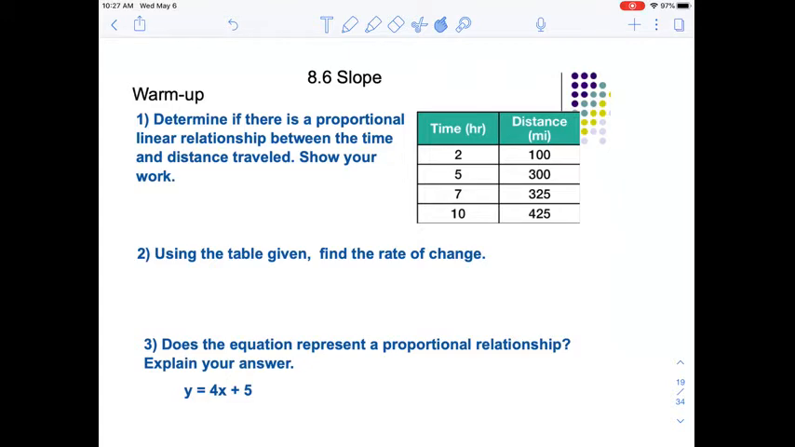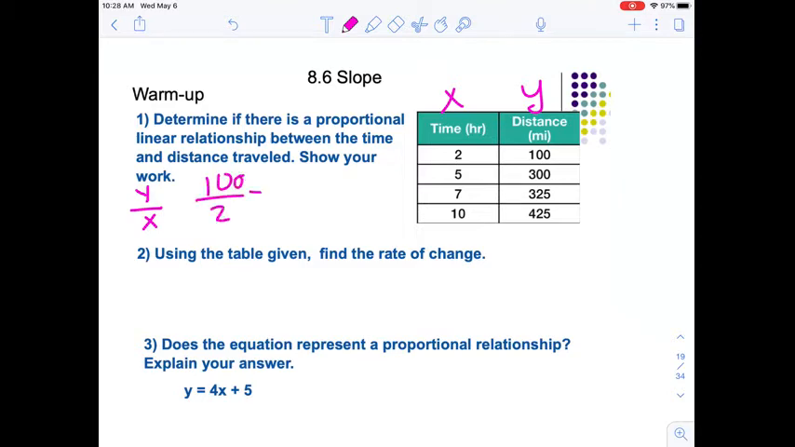This is lesson 8.6, which is on slope. So number 1 says determine if there is a proportional linear relationship between the time and distance traveled. Show your work. Well, when we're given a table, to figure out if there's a proportional relationship, we just have to compare a couple ratios using y over x. If they have the same ratio, then yes, it is proportional. So let's start with this first one.